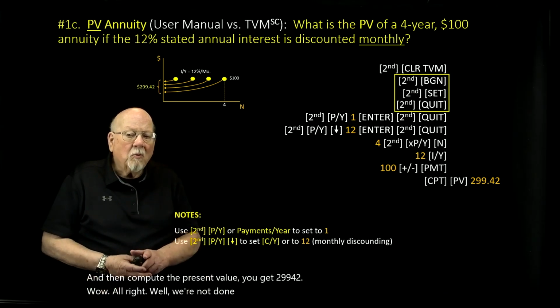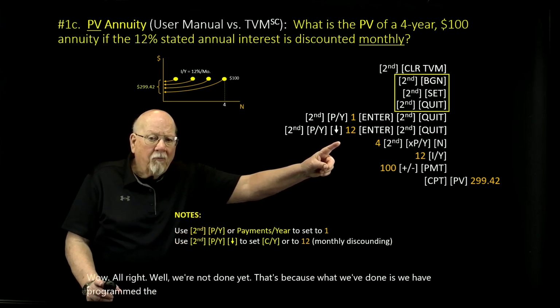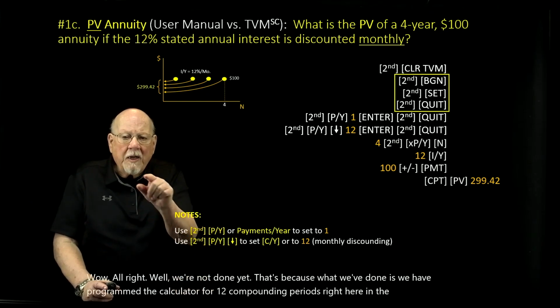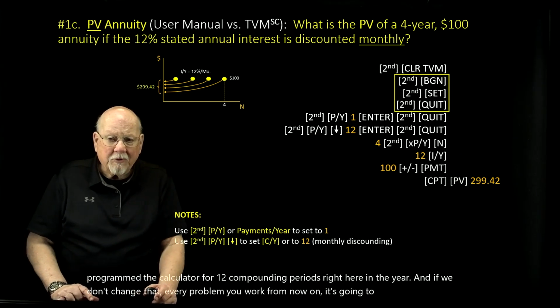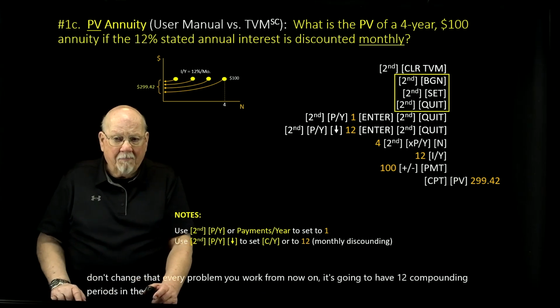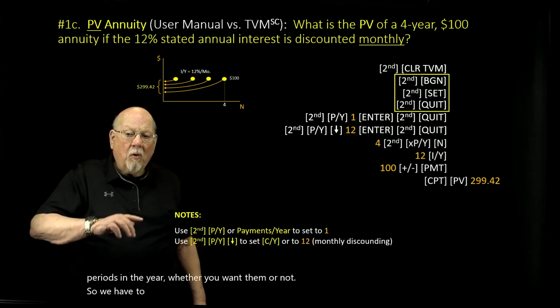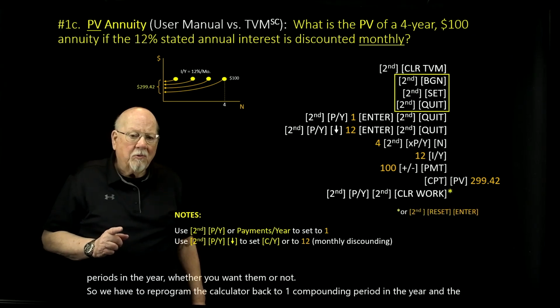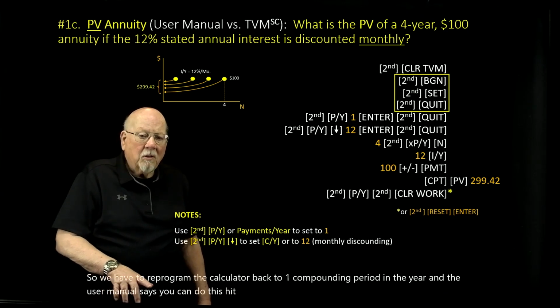And that's because what we've done is we have programmed the calculator for 12 compounding periods in the year. And if we don't change that, every problem you work from now on is going to have 12 compounding periods in the year, whether you want them or not. So we have to reprogram the calculator back to 1 compounding period in the year. And the user manual says you can do this, hit second P/Y, second clear worksheet.